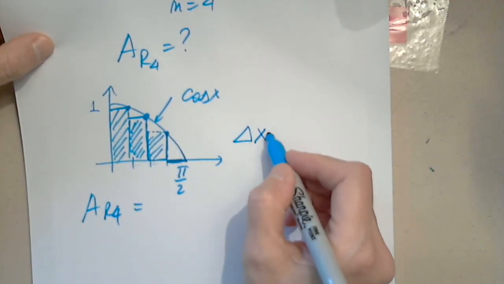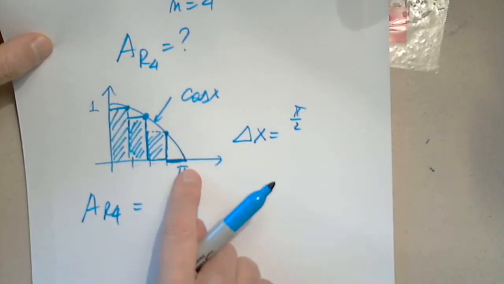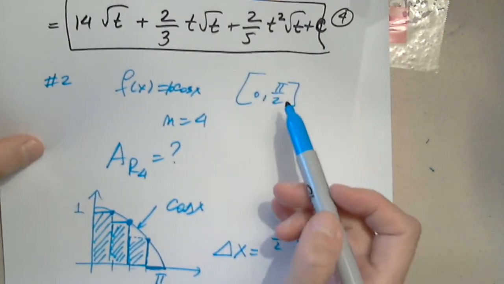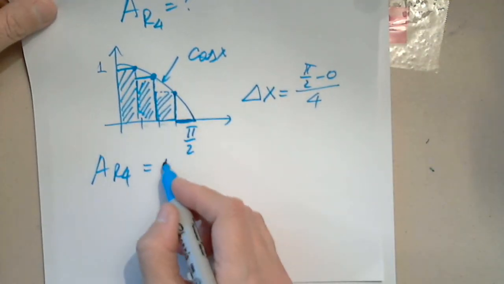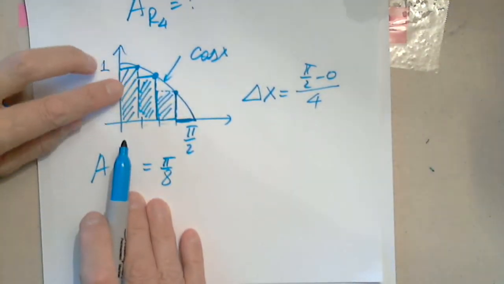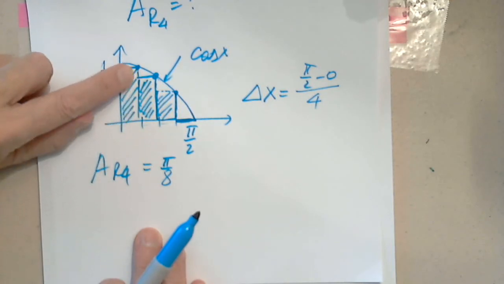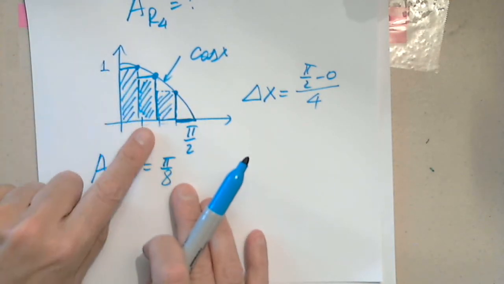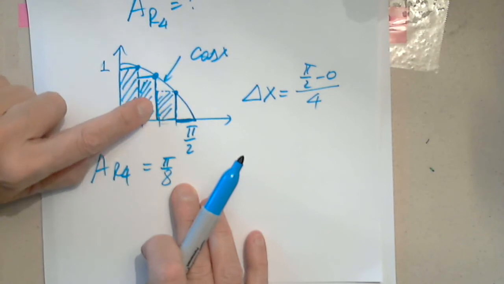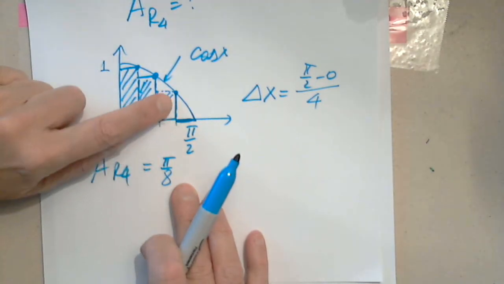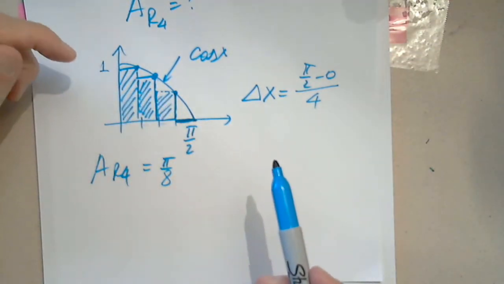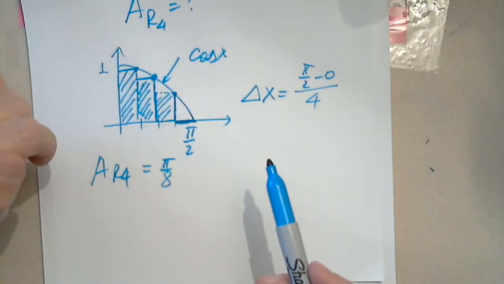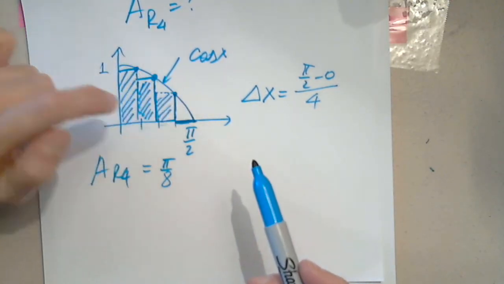which is delta x, which is pi over 2, b minus a, divided by 4. So then this will be pi over 8. So the area of the first rectangle will be pi over 8 times this height plus pi over 8 times this height plus pi over 8 times this height plus pi over 8 times 0. There is no height here. So basically I only have 3 subintervals, and obviously it will be an underestimated area because I'm missing these areas.